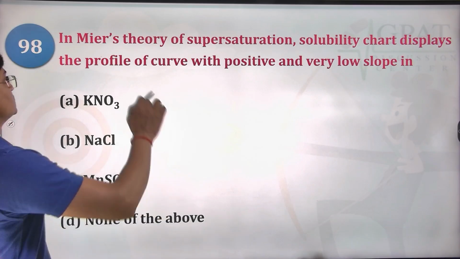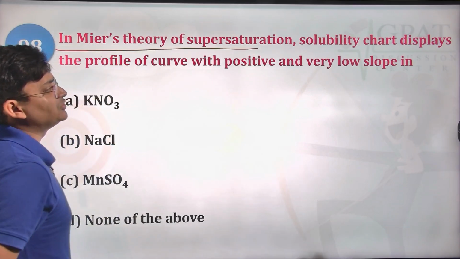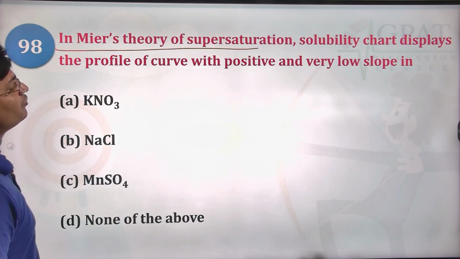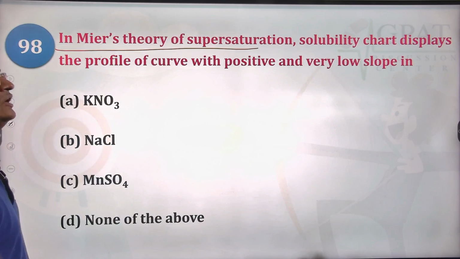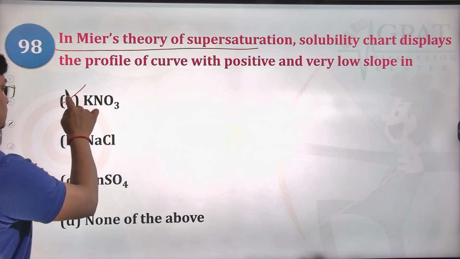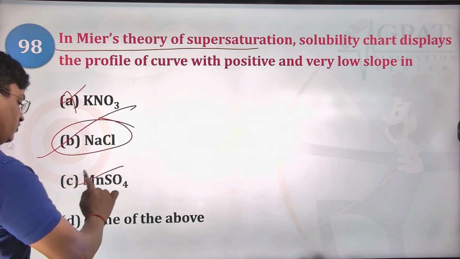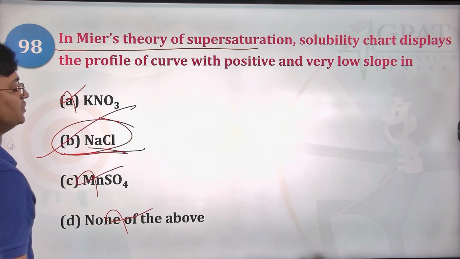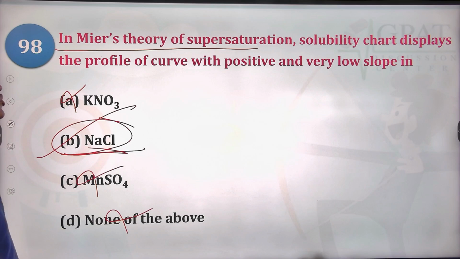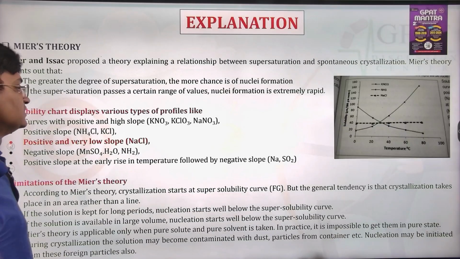Alpha beta epoxy ester. In Miers' theory of supersaturation, the solubility chart displays a profile of a curve with positive and very low slope in KNO3, NaCl, MnSO4, or none of the above. So it is NaCl, that is sodium chloride. So yes, B is the right answer.